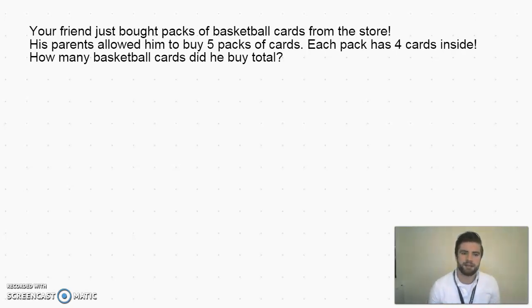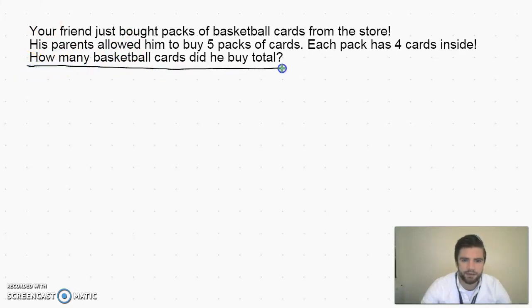So his parents allowed him to buy 5 packs of cards, and each pack has 4 cards inside. How many basketball cards did he buy total? That's the question we have to ask ourselves. What I always like to do when I do multiplication or division is underline the question. So the question is, how many basketball cards did he buy total?